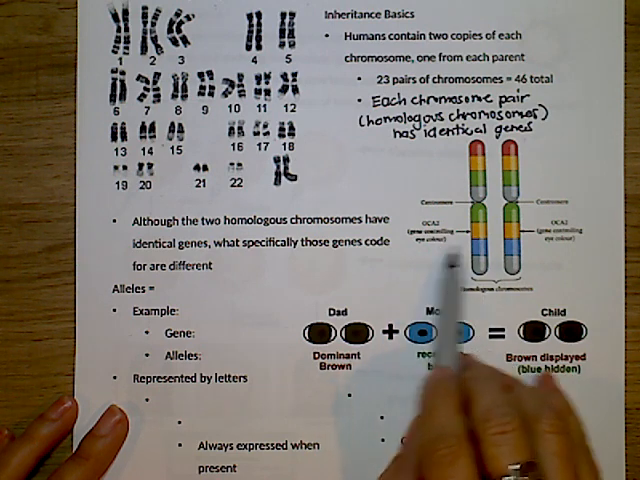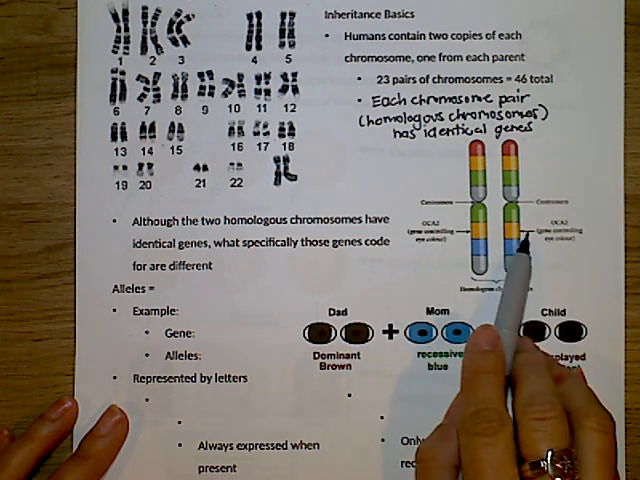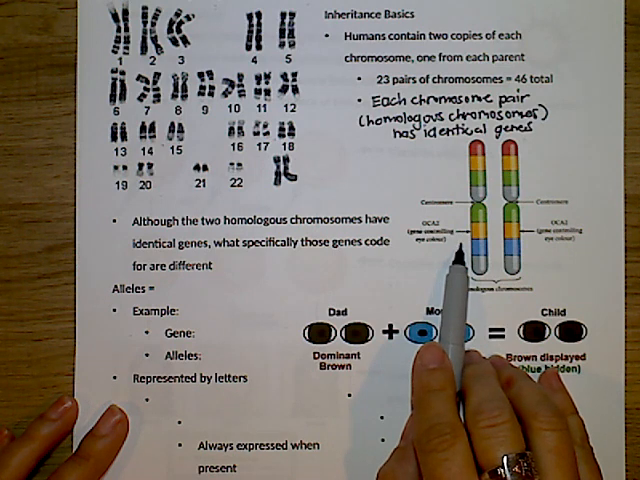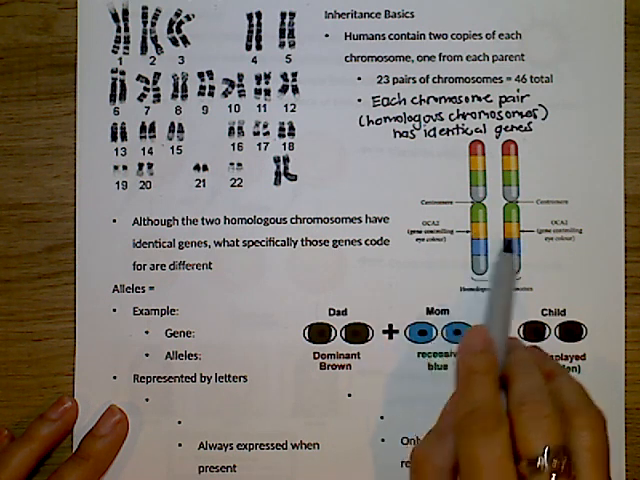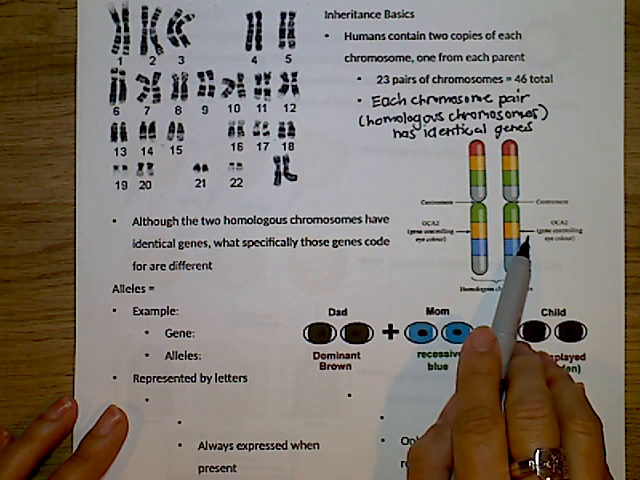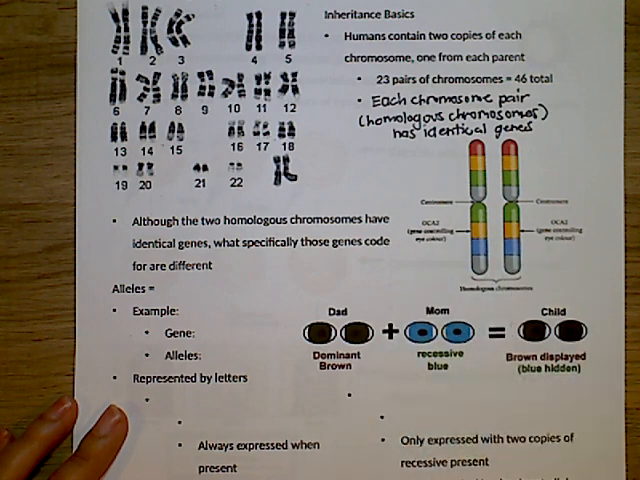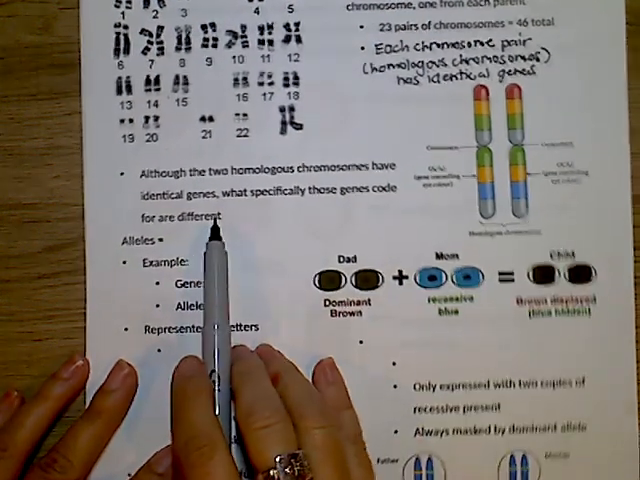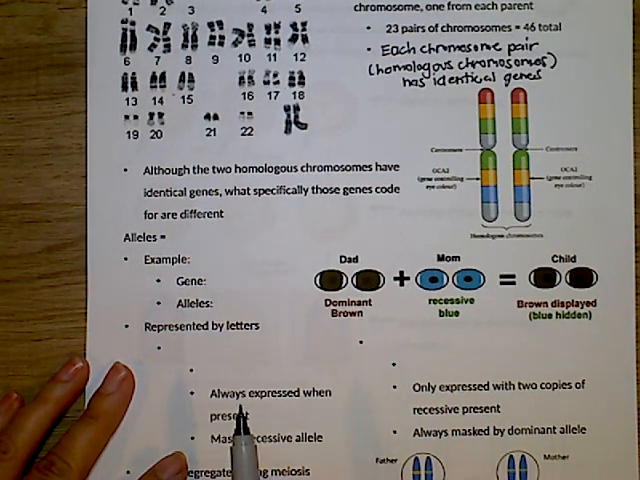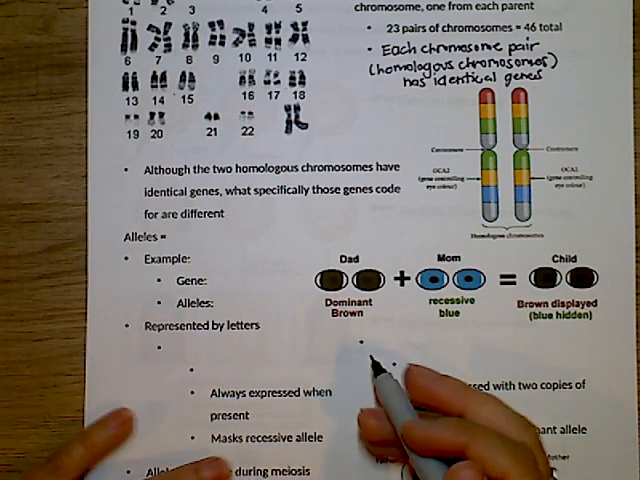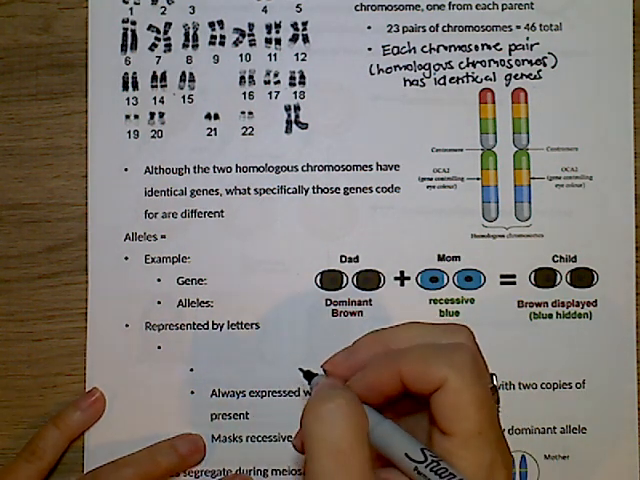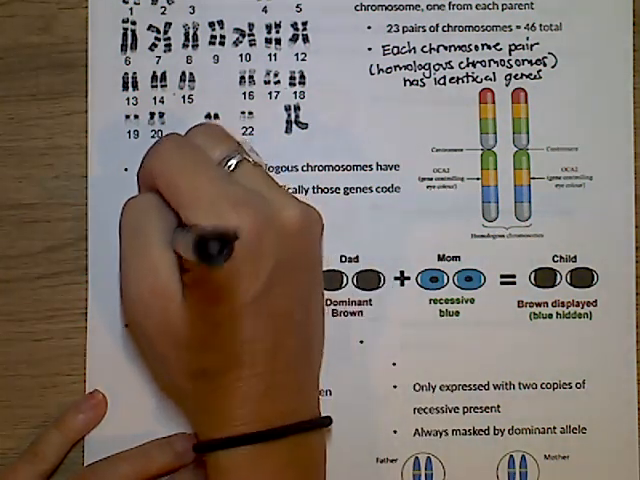For example, the gene for controlling eye color will be at the same spot. And it might not be the same allele at each spot, but that gene for eye color will be at the same location. So that's kind of what it's saying here. Although the two homologous chromosomes have identical genes, what specifically those genes code for are different. So alleles are the specific traits a gene codes for.